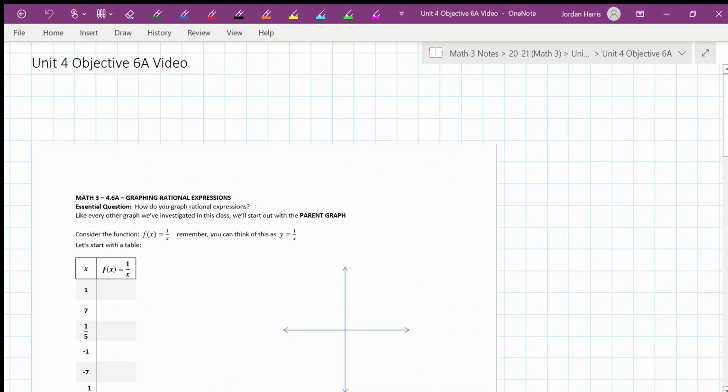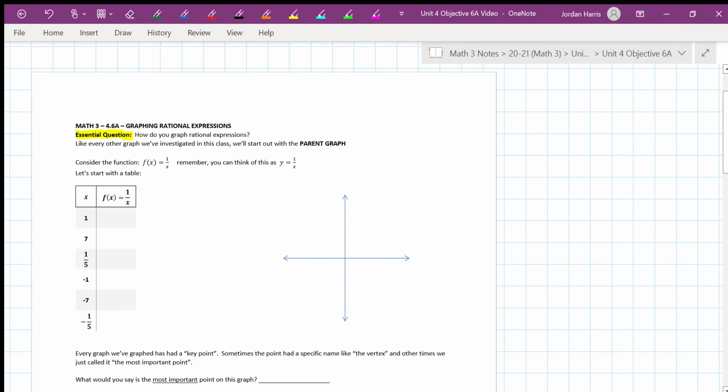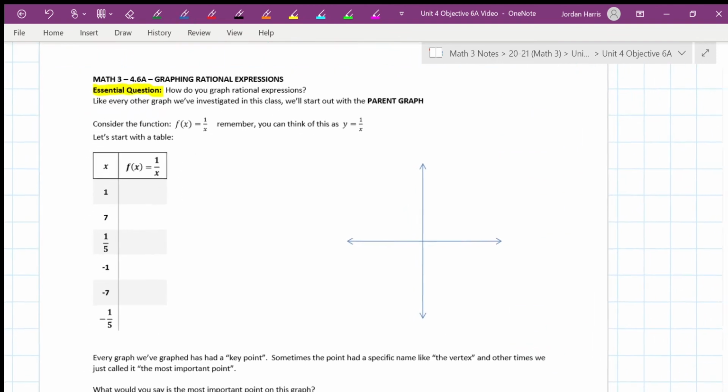This is 4.6a, graphing rational expressions. So we are graphing today. Your essential question is, how do you graph rational expressions? And it's actually going to be very similar in the next one. We're spending 2 days on it. That's why it's part A and B, because a lot of people have trouble with rational expressions and graphs.